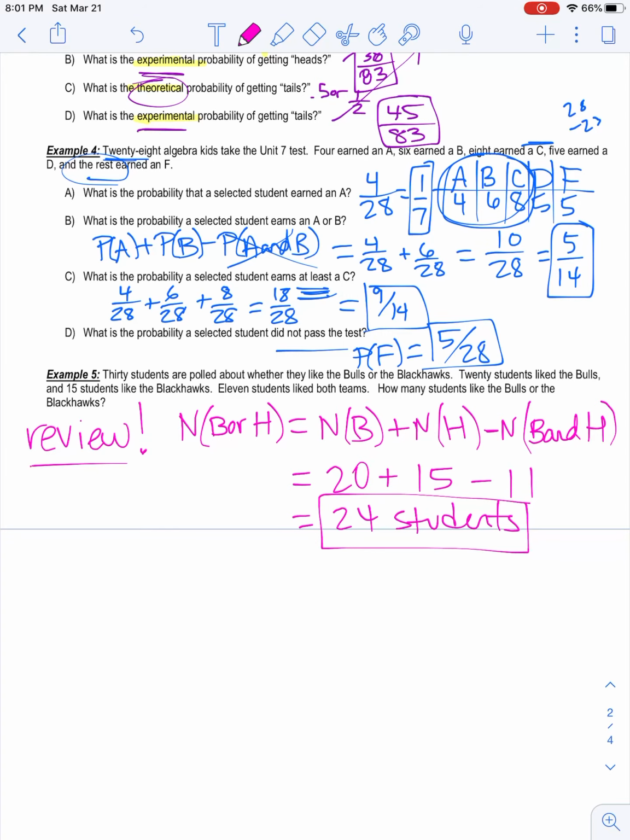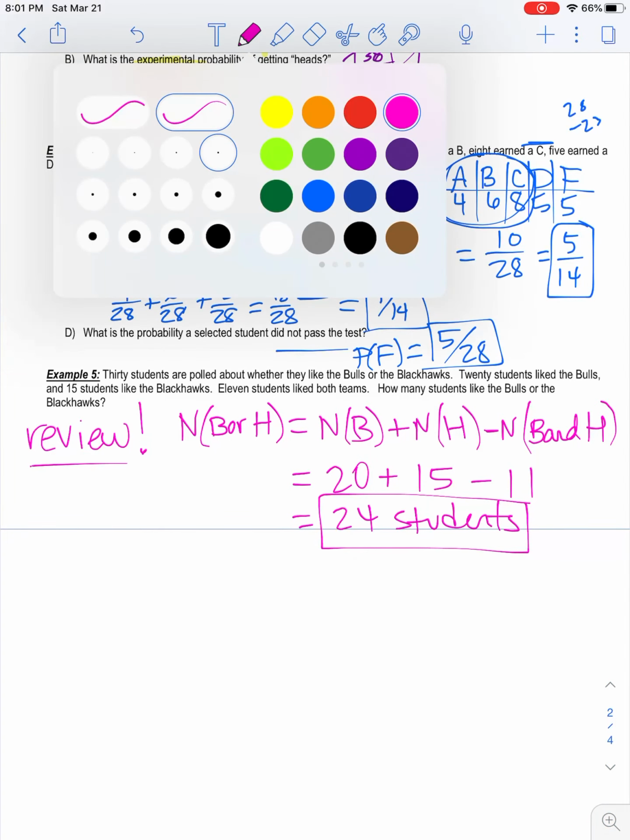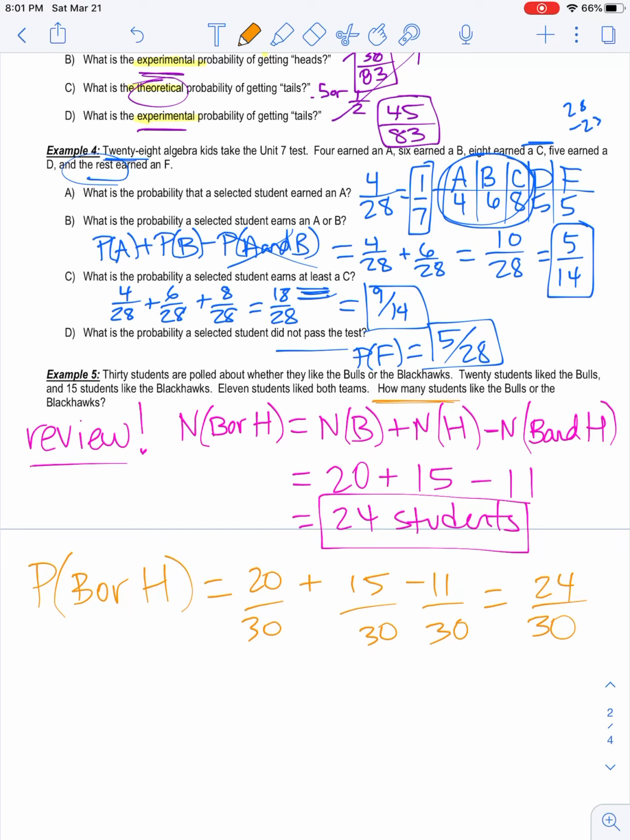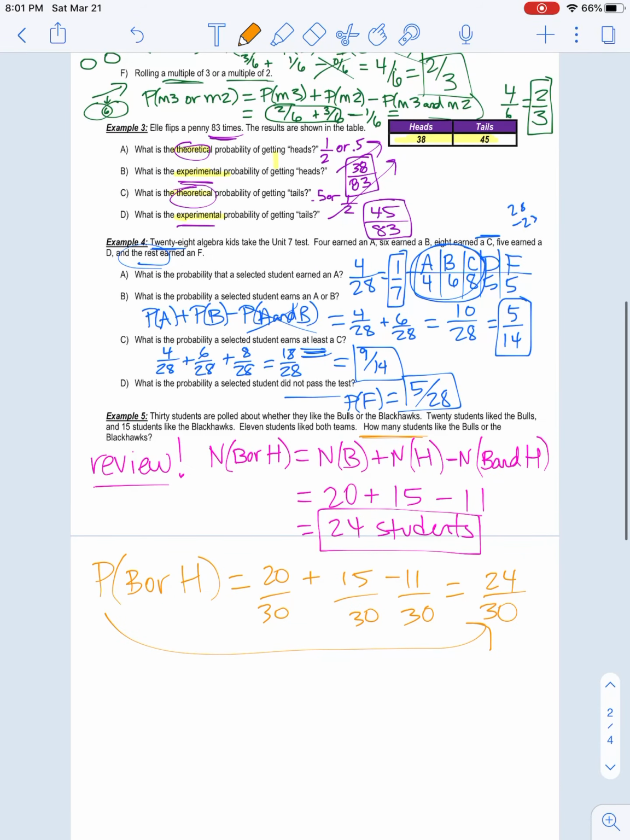Now, I'm going to talk about a couple more things relating to this problem. If I had said, instead of how many students, what is the probability a student likes the Bulls or the Hawks, I would basically have all the same work, except with the 20 plus 15 minus 11. It would all be out of 30. And my answer of 24 would be out of 30. So because it's a probability, now I get an answer between 0 and 1, and I'd be able to reduce that fraction. They're not only even, but both numbers divide by 6, so I would get 4/5.